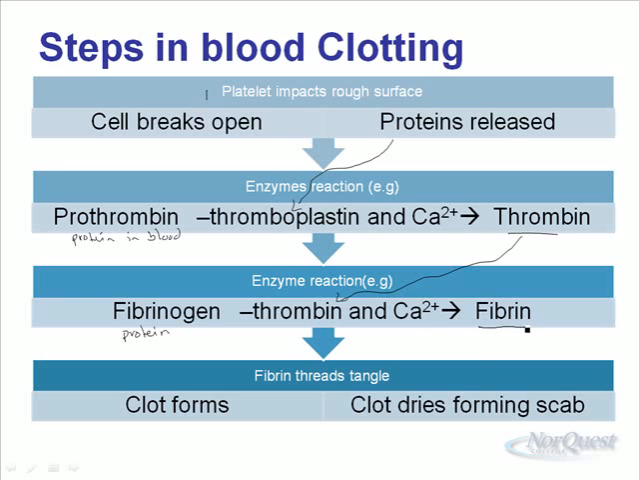This is what produces the fibrin thread, and the fibrin thread forms that tangled net which causes a clot to form. The clot dries, forming a scab, and then those blood vessels can heal underneath the scab, and once they're done, the scab falls off.